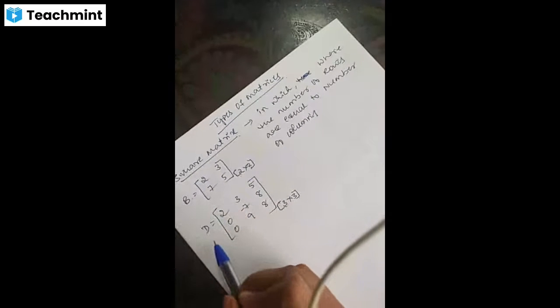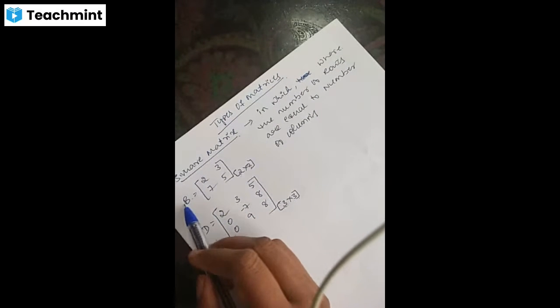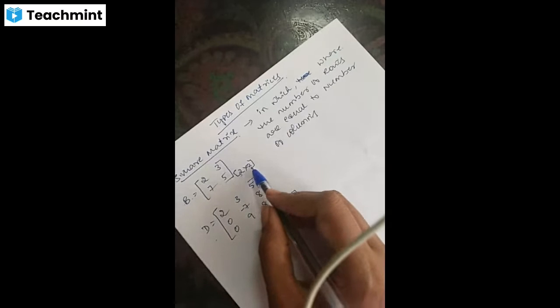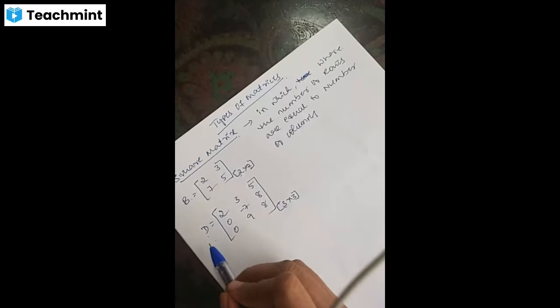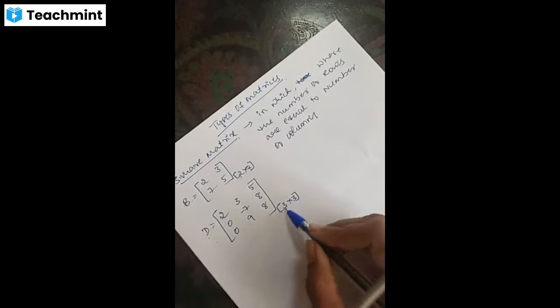Here, these are the two examples of square matrix. Matrix B, where the number of rows is equal to the number of columns. Therefore, we can say this matrix is a square matrix. Matrix D is also a square matrix because the number of rows is equal to the number of columns. Right?